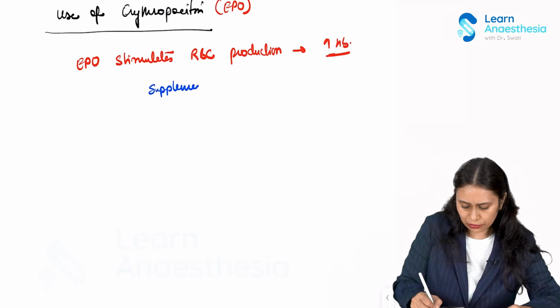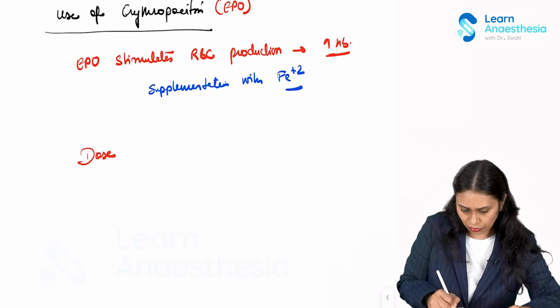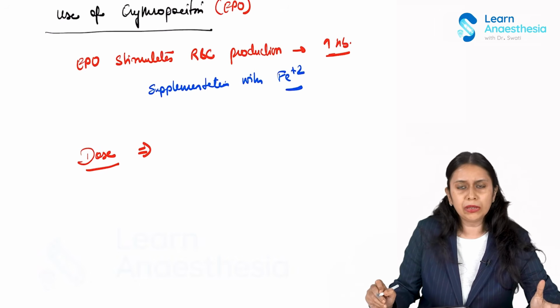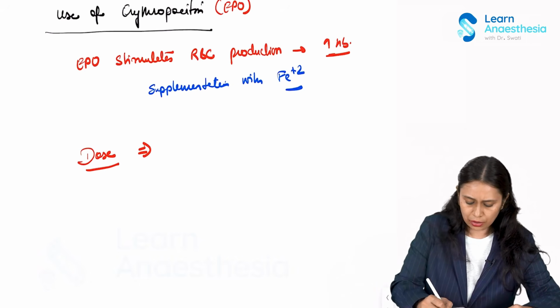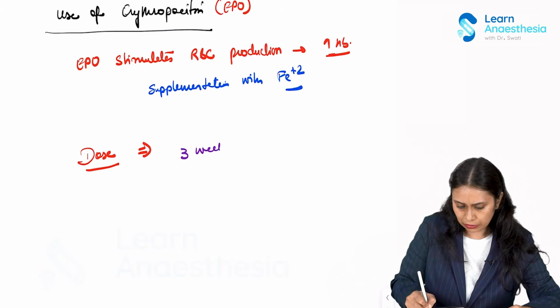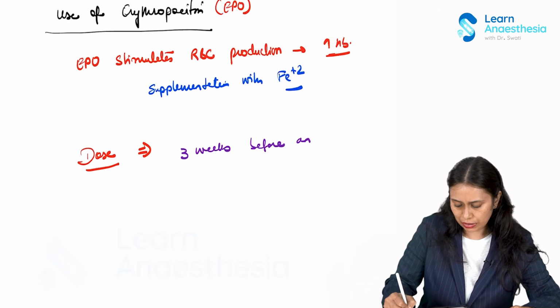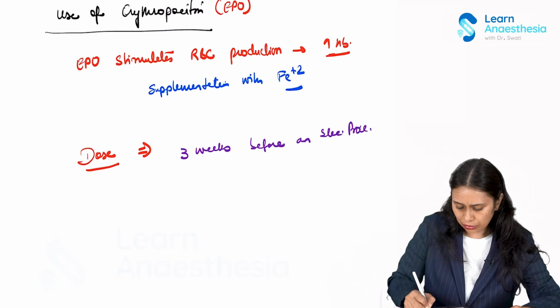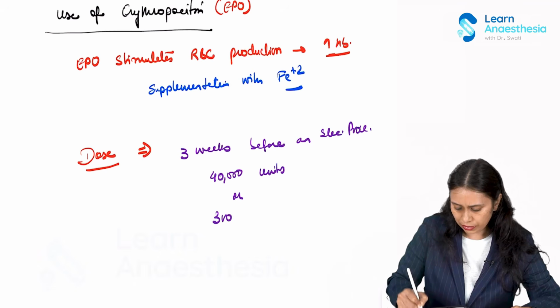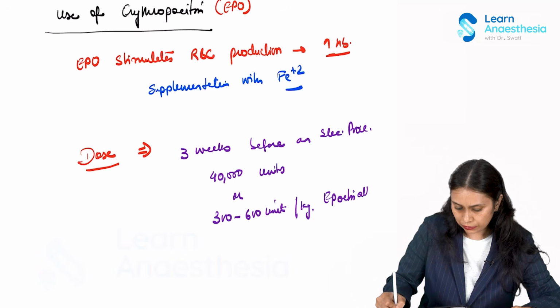So, supplementation with iron should always be included. So what is the dose of erythropoietin? Now, for the optimal benefit, it should be given 3 weeks before the procedure. So it should be given 3 weeks before an elective procedure, and the dose is 40,000 units, right? Or we can go for 300 to 600 units per kg of erythropoietin alpha, right?